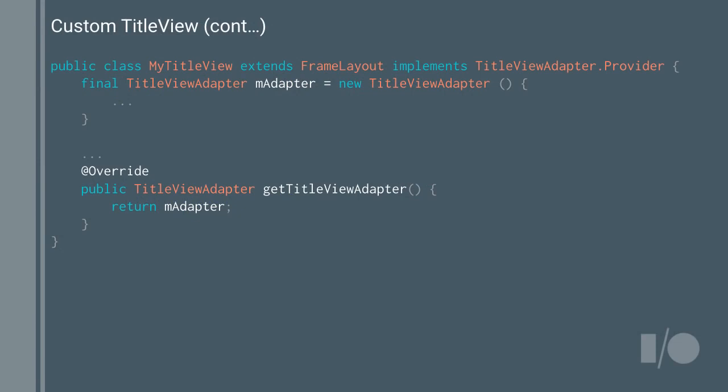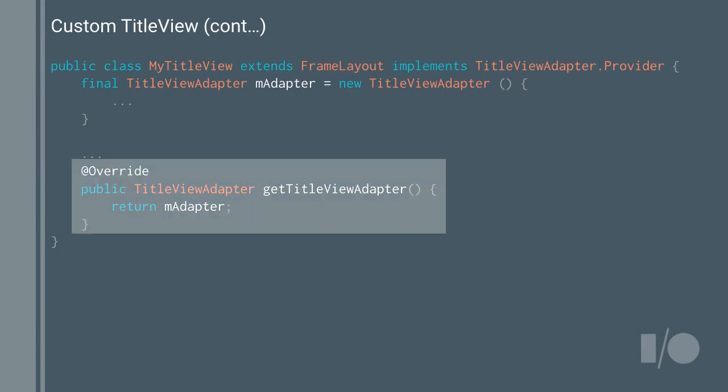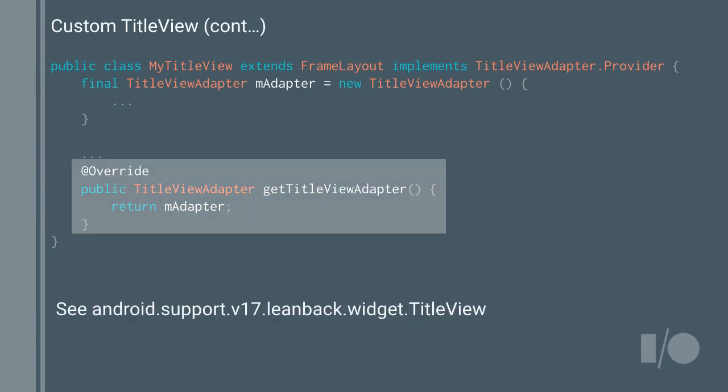As a final step, though, you will have to implement the title view adapter provider interface. The title view adapter interface is what browse fragment uses to communicate with your fragment. It's used to tell your view to show or hide itself. Leanback comes with a default implementation of title view, which implements the title view adapter. We encourage you to take a look at the source code and see how that's implemented.